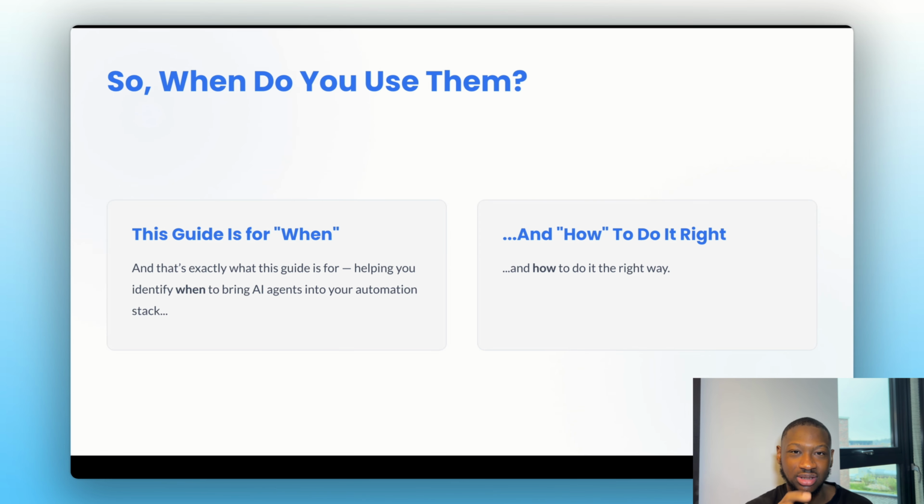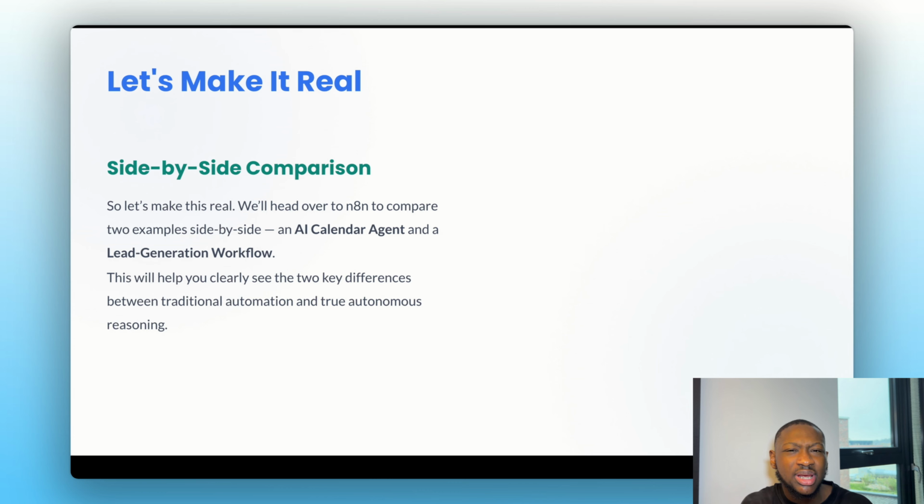And that's exactly what this guide is for, helping you identify when to bring AI agents into your automation stack, and not just knowing when, but also knowing how to do it the right way. So now, let's make it real. We'll head over to n8n to compare two examples side by side. First will be an AI calendar agent, and second will be a lead generation workflow. And this will help you clearly see the differences between traditional automation and true autonomous reasoning.